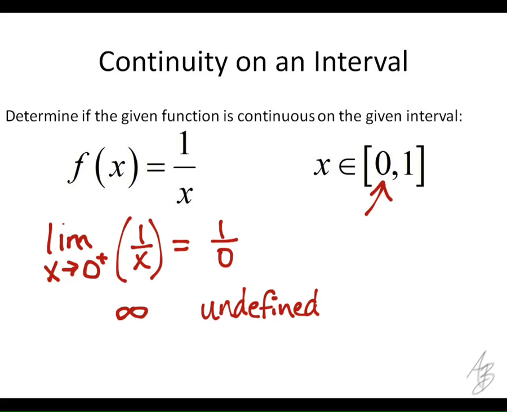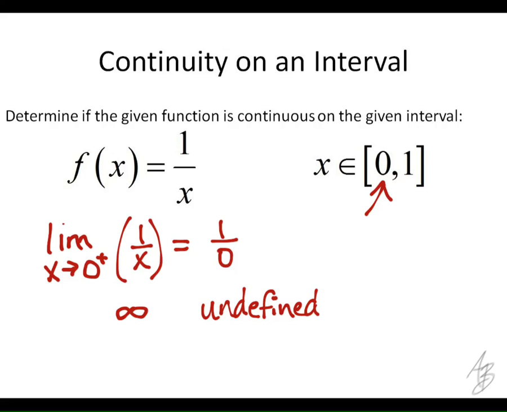It's undefined, right? Now, even if we were just coming from the right, we would have infinity, and infinity is not equal to infinity, or at least we don't know that it is. So either way that we approach it, it's not going to be continuous there. So on this closed interval, then this function is not continuous.